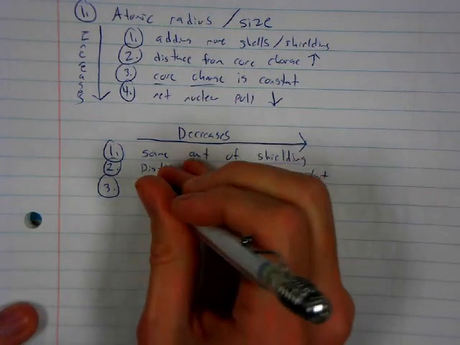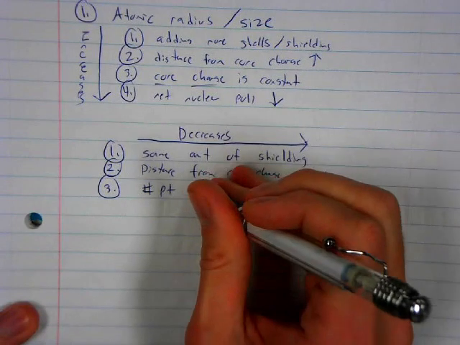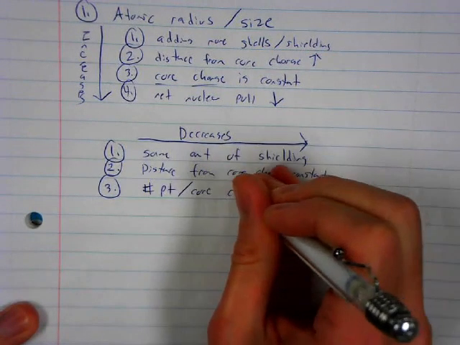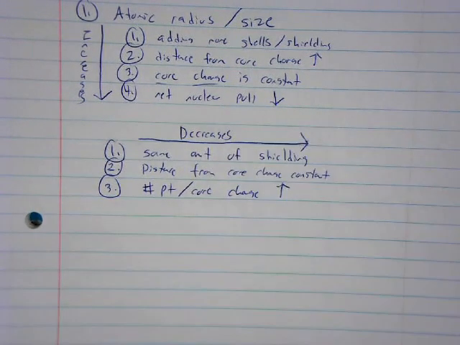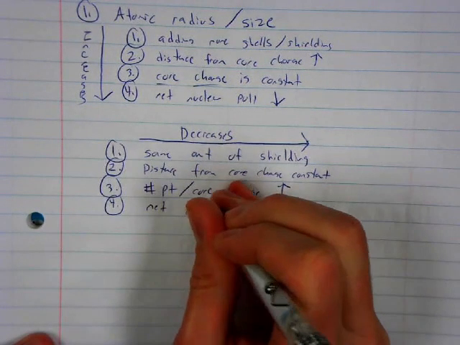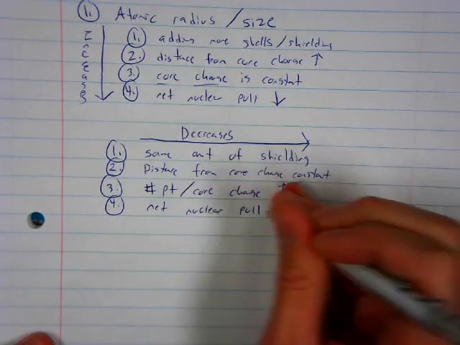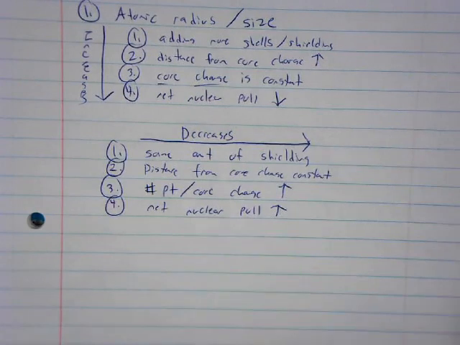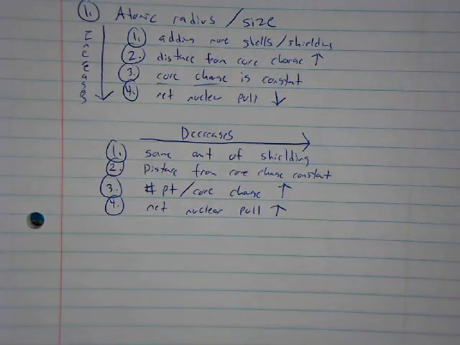What is my core charge doing as I move across the table? What am I getting more of? It's increasing. My number of protons or core charge is increasing. Therefore, my net nuclear pull is increasing.